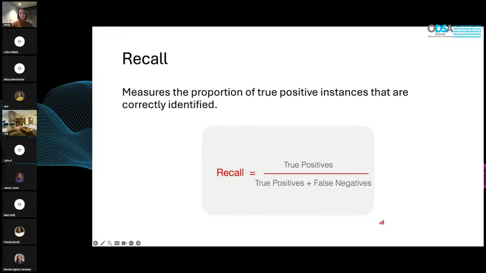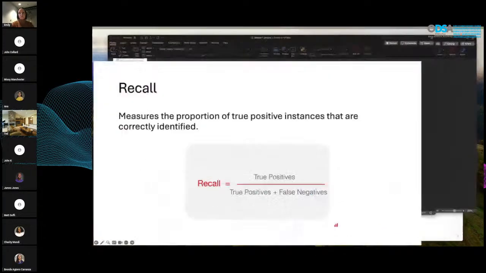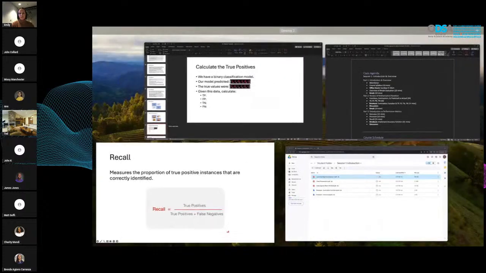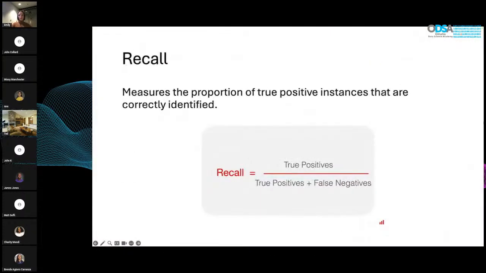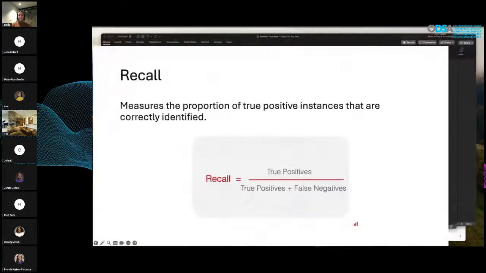Now we're going to move on to recall. We have a time check. We're doing good here. Yeah, we're doing good. Okay, going to move on to recall here, sorry, I messed my screens up when I did that.